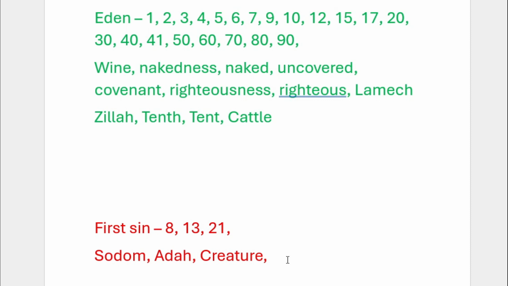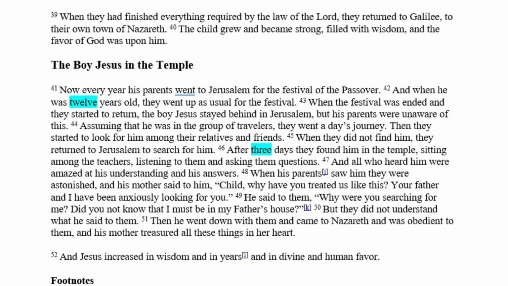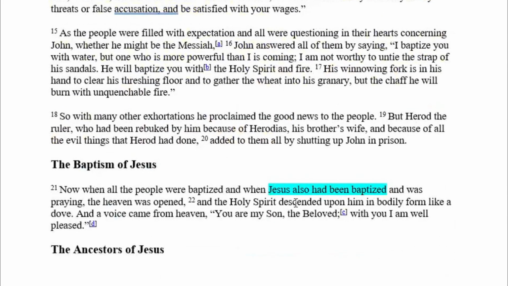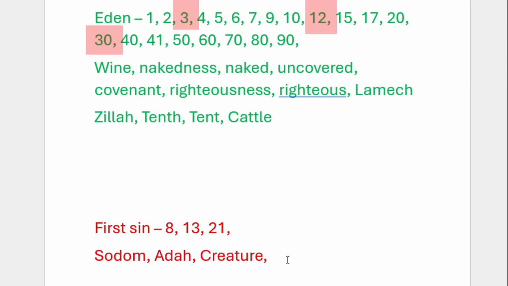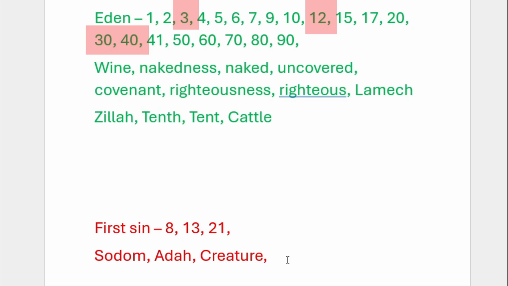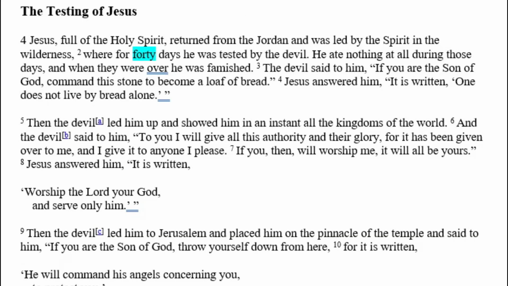Now, coming back over here to Luke, the boy Jesus in the temple, this is as the calling is beginning. He was 12 years old, 12 and 12. After 3 days, they found him in the temple. 3, yeah, what do you know? How about that? Then Jesus also had been baptized, the baptism of Jesus. We're crossing a threshold. And then he's about 30 years old when he began his work. That's the time of his calling, 30. Time to go. Yep, there it is. And he spends 40 days in the wilderness. Ladies and gentlemen, we have, I guess I call it, a mono template, huh?